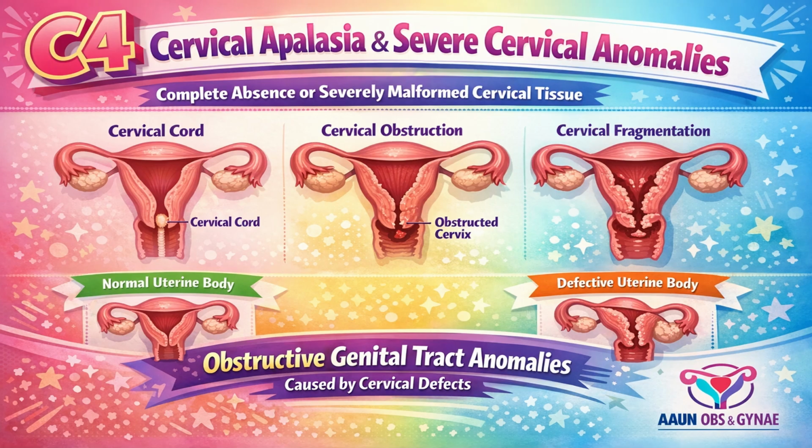Subclass C4 is the one with cervical aplasia. It includes all cases of complete cervical aplasia as well as severe cervical formation defects. It is characterized either by complete absence of the cervical tissue or by the presence of severely malformed cervical tissue, such as cervical cord, cervical obstruction, and cervical fragmentation. So this group allows classification of all obstructive genital tract anomalies caused by cervical defects.